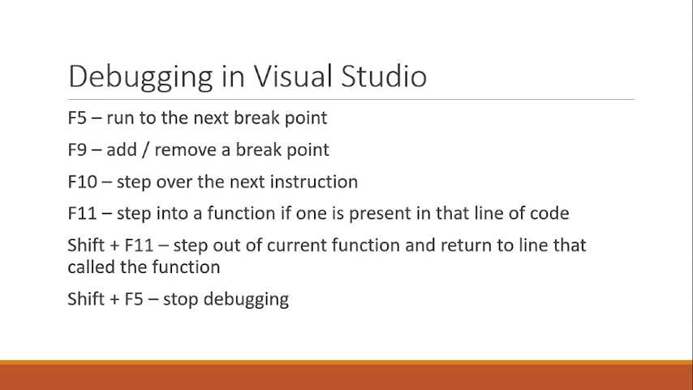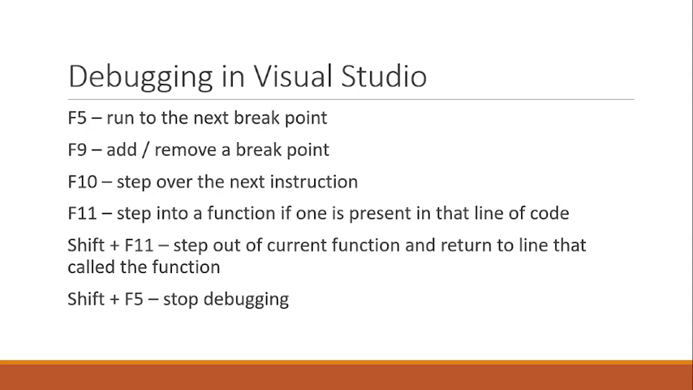So here are the things you need to know. F5 runs to the next breakpoint. F9 is used to add or remove a breakpoint. F10 steps over to the next instruction, and F11 steps into a function if one is present on that line. And it's worth pointing out that you can sometimes have multiple functions on a line of code, and it will step into the functions in the order that they execute in the actual program. So it might be that you have nested functions within a line of code, which is perfectly acceptable and perfectly normal to do. It will step into the code in the order that it would execute.